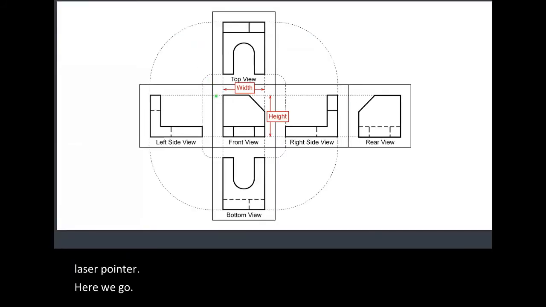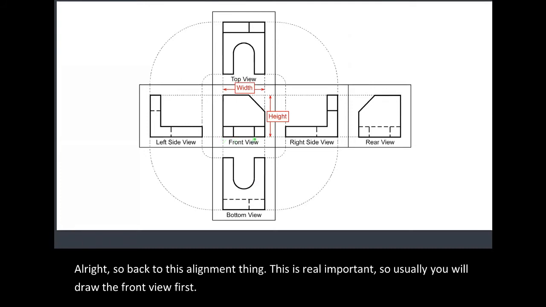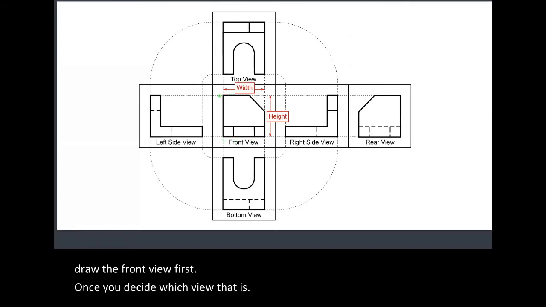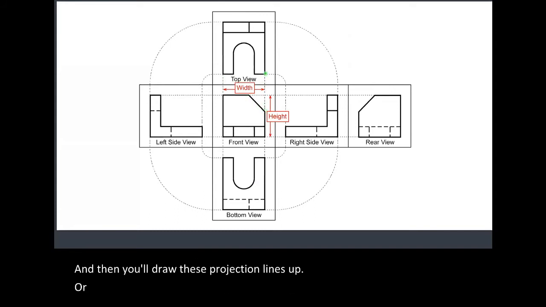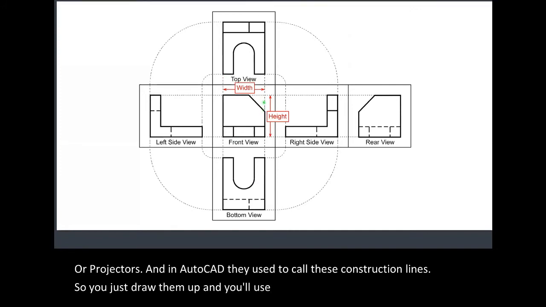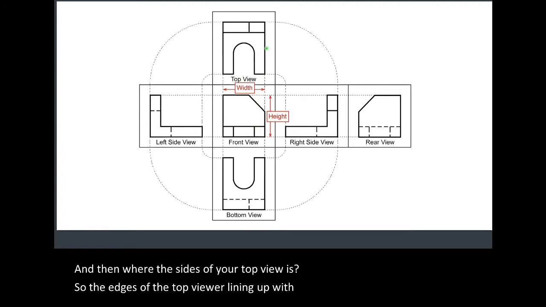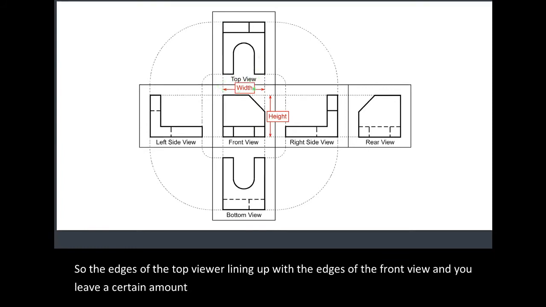All right, so back to this alignment thing. This is real important. Usually you will draw the front view first, once you decide which view that is. And then you'll draw these projection lines up, or projectors. In AutoCAD, they used to call these construction lines. You just draw them up, and you'll use graph paper, so it'll make it easier. Then you know where the sides of your top view are, so the edges of the top view line up with the edges of the front view, and you leave a certain amount of space in between.